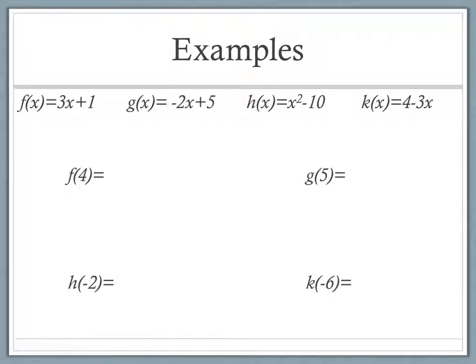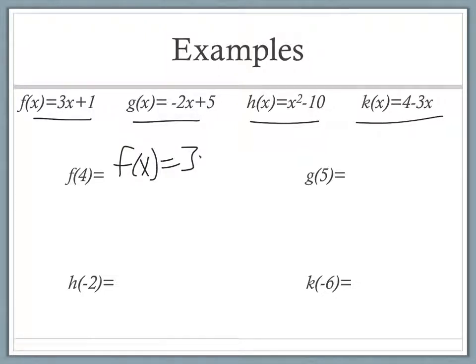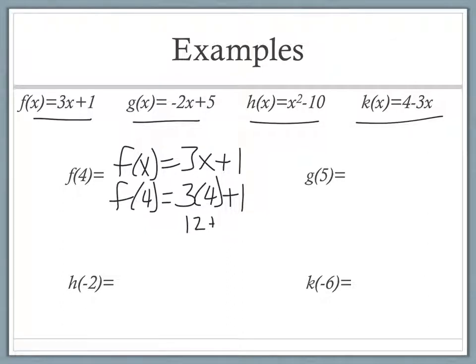Let's take a look. I have 4 functions right here. The first one is f of 4. That means I'm going to use the f of x, which is equal to 3x plus 1. If I want f of 4, that means we're going to take our x and plug in 4 for it. So this is going to be 3 times 4 plus 1. Notice this right here is not f times 4. It's just saying that we plugged 4 in. So 3 times 4 is 12, plus 1 is 13. So f of 4 is just 13.